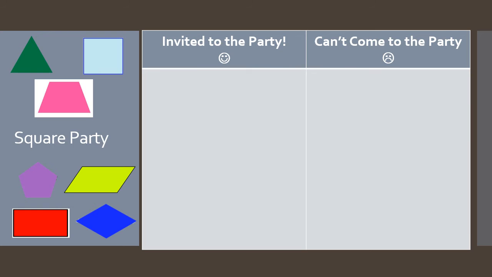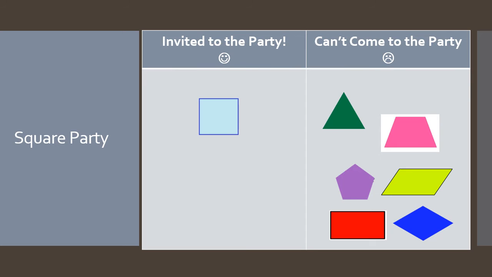Square party! Who gets to come to the square party? Remember, to be invited to the exclusive square party, you must have 4 right angles, and you must have 4 equal sides. A lonely party. Now, why do you think the rectangle and the rhombus are not invited to the square party? If you can verbalize why a rectangle and a rhombus are not invited, you will be killing the shape game.